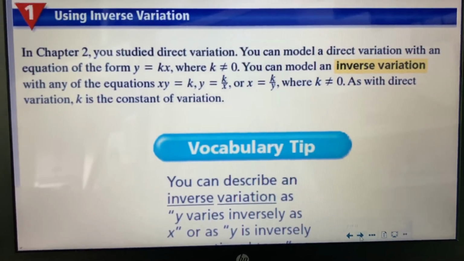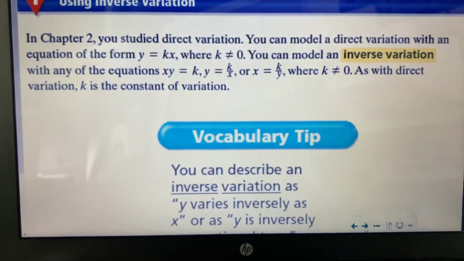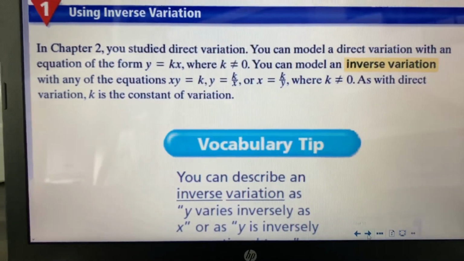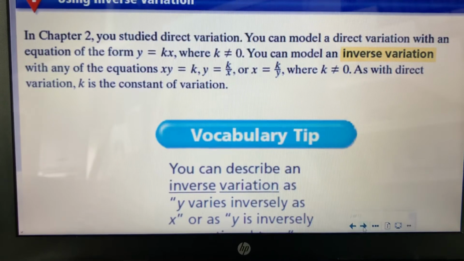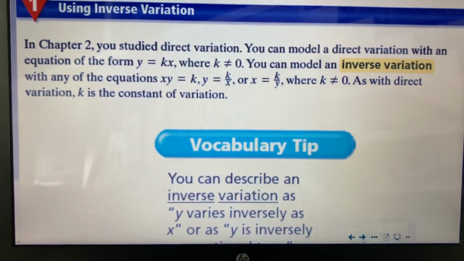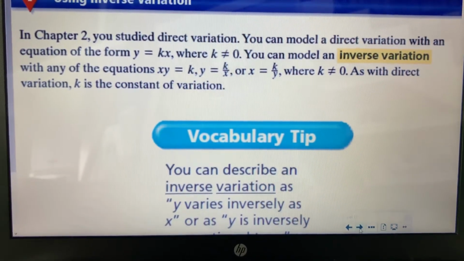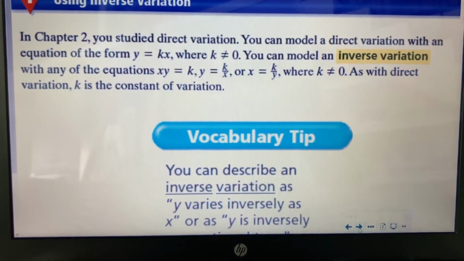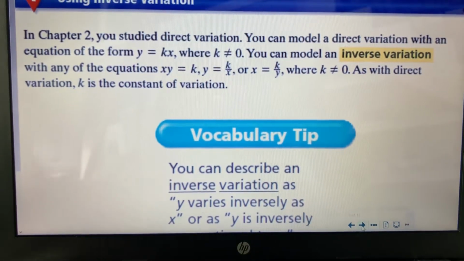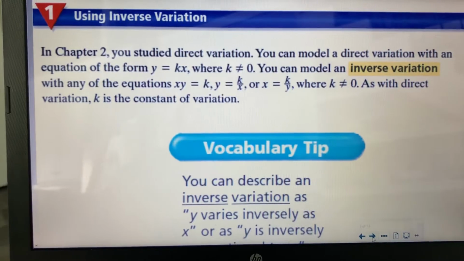We don't really use the third one very much, x equals ky. If you just took it and solved for x, that's what you'd have, but we don't really use that one very much. K cannot be 0. As with direct variation, k is called the constant of variation. And at the bottom it says you can describe an inverse variation as y varies inversely as x, or as y is inversely proportional to x. Kind of cut off at the bottom, but that's what that says.